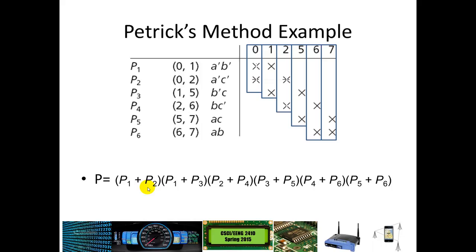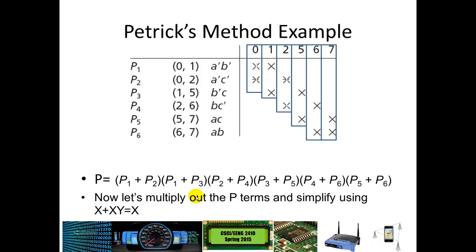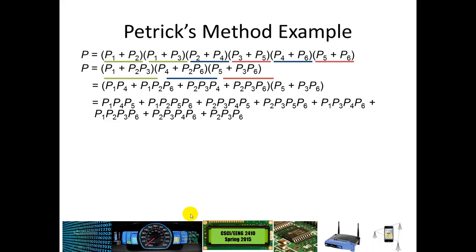What we can do once we have this expression written out is use the distributive property to look at what the minimal combination is of terms that allows us to express full coverage for all of our min terms that we need to cover. So what we can do is start multiplying things out and simplify using this Boolean algebra theorem. So for example, you could do the FOIL method here, and you would end up with a P1 or P2 and P3. So here's what we're going to do.